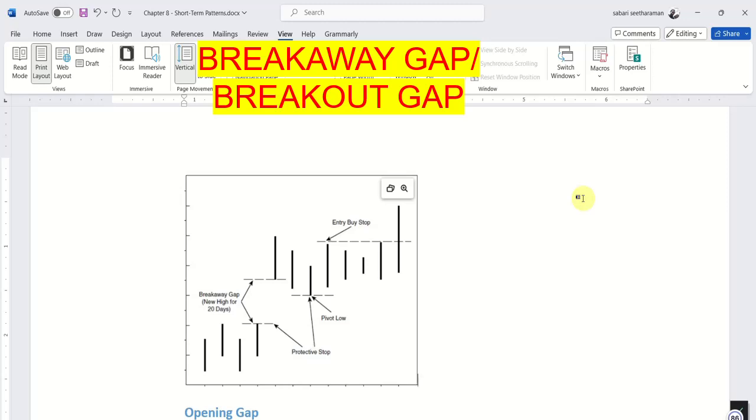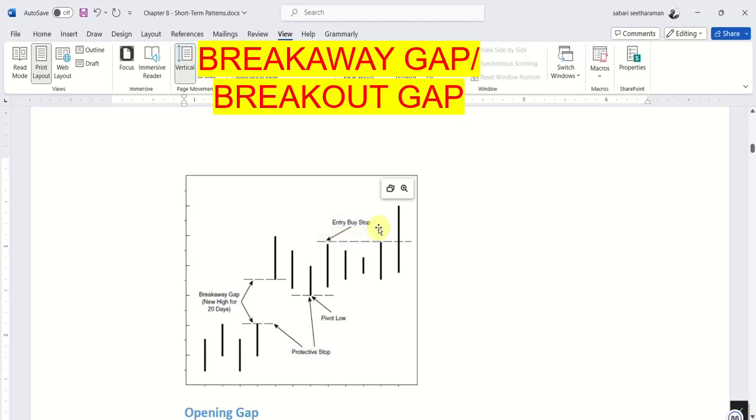A gap may be supported with heavy volume. For a downward gap, it is not necessary to have heavy volume. Trading setup: wait for a short while for the profit taking by professionals to see if the gap is filled. If not, enter in the direction of the gap. In this picture, there is a gap and we'll wait for some time and then enter in the direction of the gap. We'll place an entry buy stop.